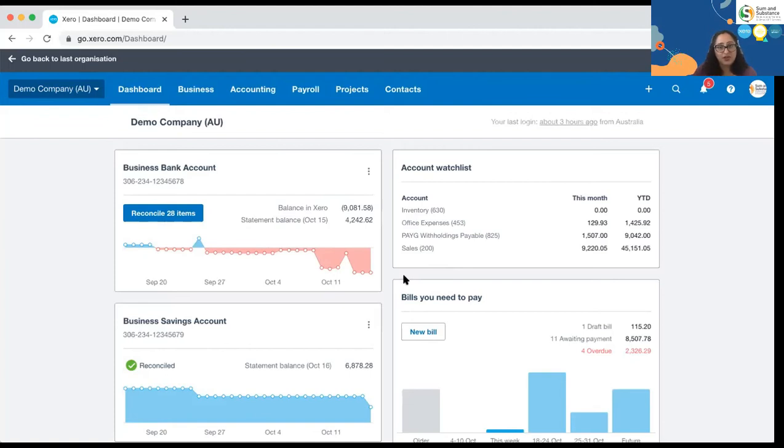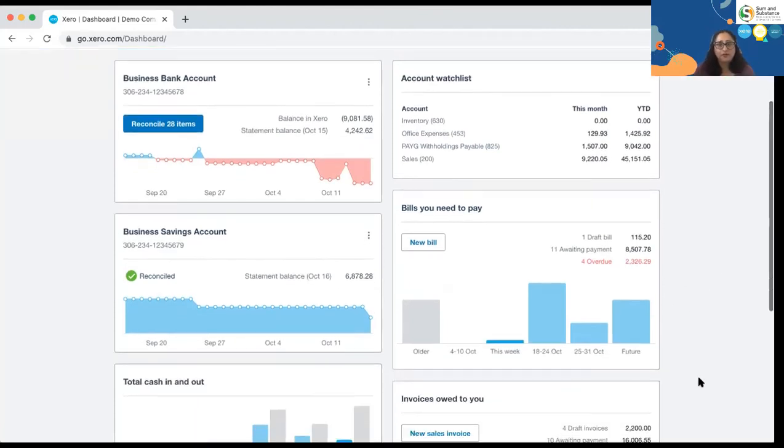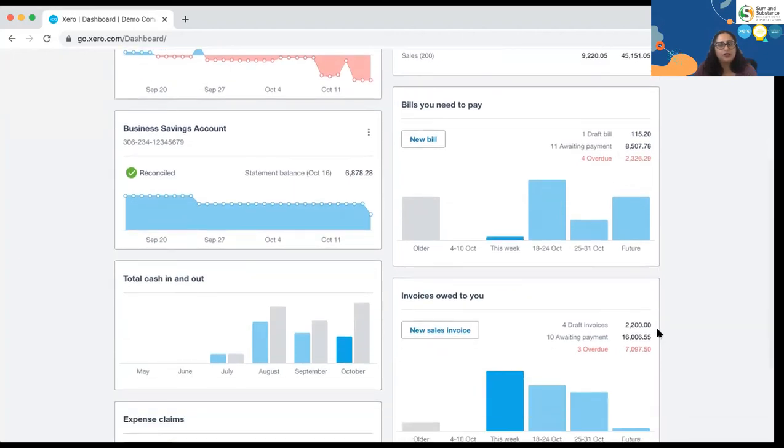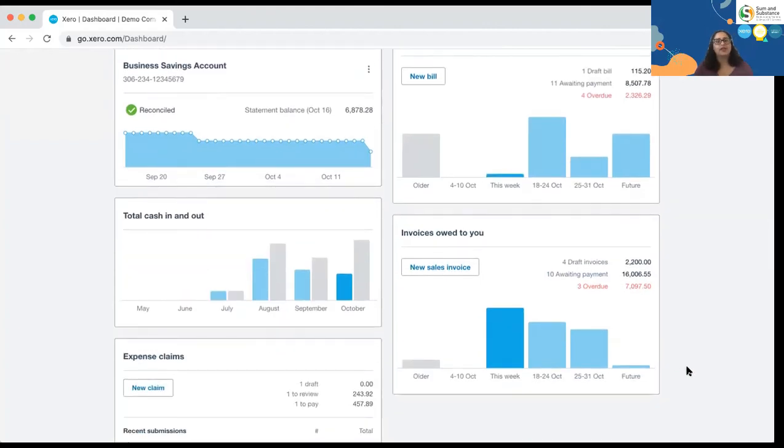Again, if the bookkeeping is done right. Sorry, I just keep talking about it. So just by looking at it, I know that my business has got about 10 grand, right? There's $4,200 in my business bank account, and there is $6,800 in the savings account. So I know that's how much money I've got. I know that in the next few weeks, I need to pay $8,500. I know that in the next few weeks, I expect to receive about $16,000. Okay, that's a quick snapshot of my cash flow just by looking at the dashboard.